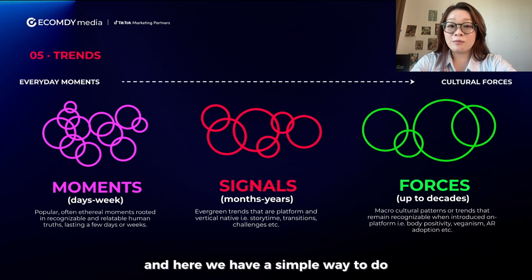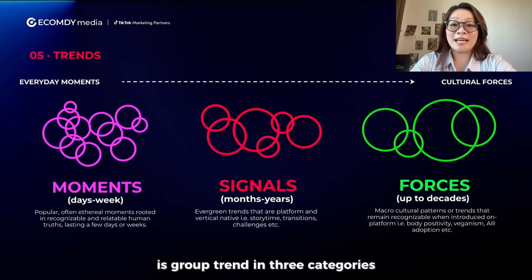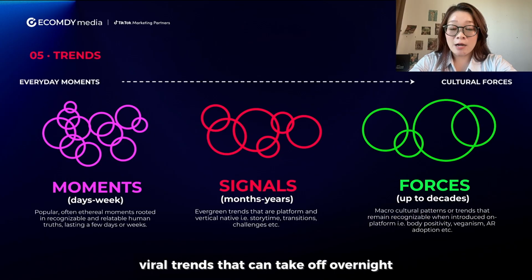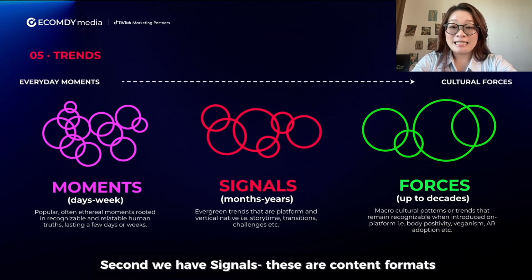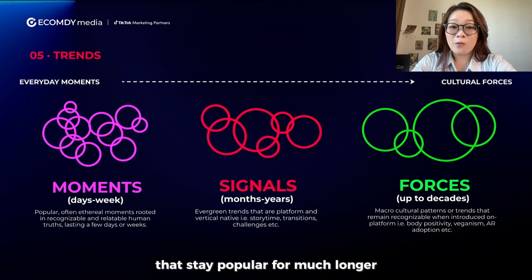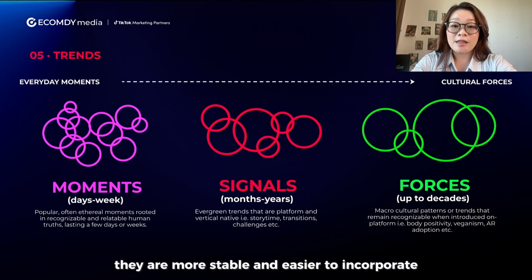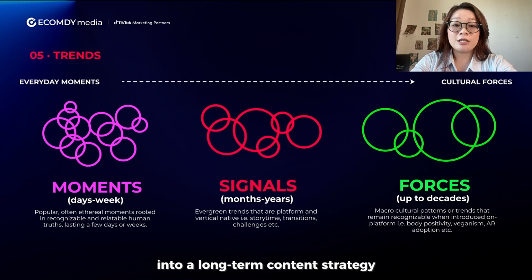And here we have a simple way to do it: group trends into three categories. First, we have moments. These are short-lived viral trends that can take off overnight but usually disappear just as quickly. They can bring a lot of attention, but timing is everything. Second, we have signals. These are content formats that stay popular for much longer, like storytelling videos, before-and-after transformations, or product demonstrations. They are more stable and easier to incorporate into a long-term consistent strategy.